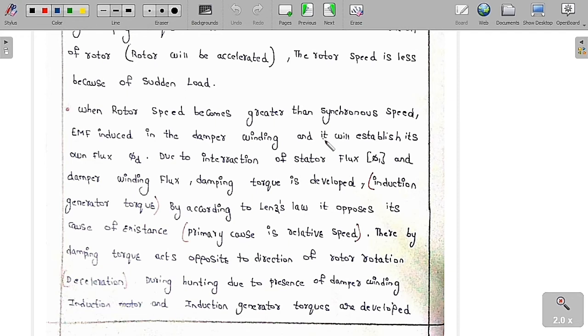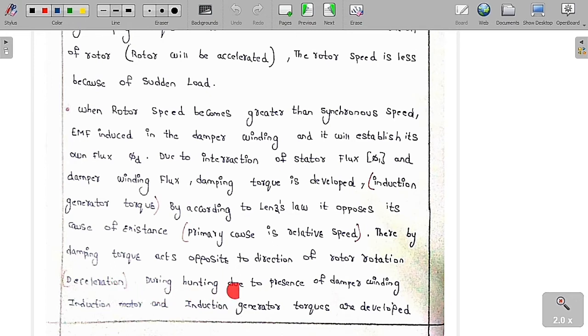The cause is the relative speed, so it is going to decrease the relative speed. Therefore Nr will decrease and it will become Ns. So this is the concept regarding a sudden decrease in load. When the rotor speed becomes greater than synchronous speed, an EMF is induced in the damper winding and it establishes its own flux phi d. Due to interaction of stator flux phi 1 and damper winding flux, damping torque is developed, the induction generator torque. According to Lenz's law, it opposes its cause of existence. The primary cause is relative speed, thereby the damping torque acts opposite to the direction of rotation of the rotor. Therefore deceleration happens.